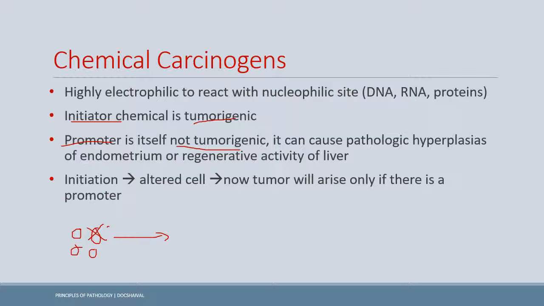And the promoter can be a hormone, as in the case of the endometrium, when endometrial hyperplasia is there in response to estrogens. And the promoters are also linked with the regenerative activity of the liver. Okay, so that's what I've mentioned finally, that initiation is caused by the initiator mutations. Then finally we have an altered cell, and now the tumor will arise only if there is a promoter.